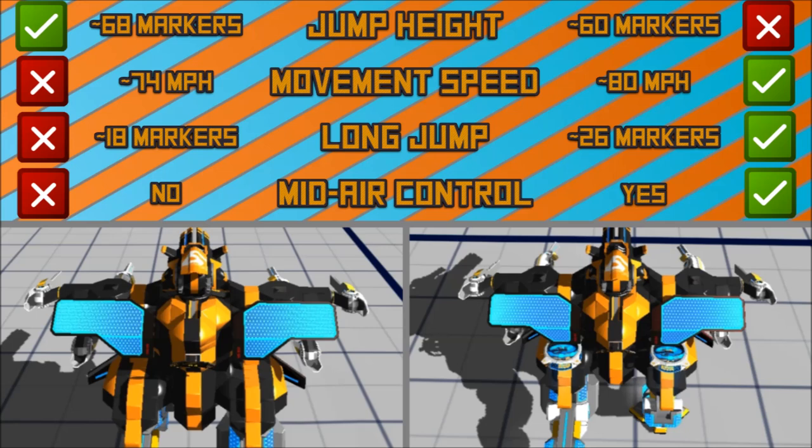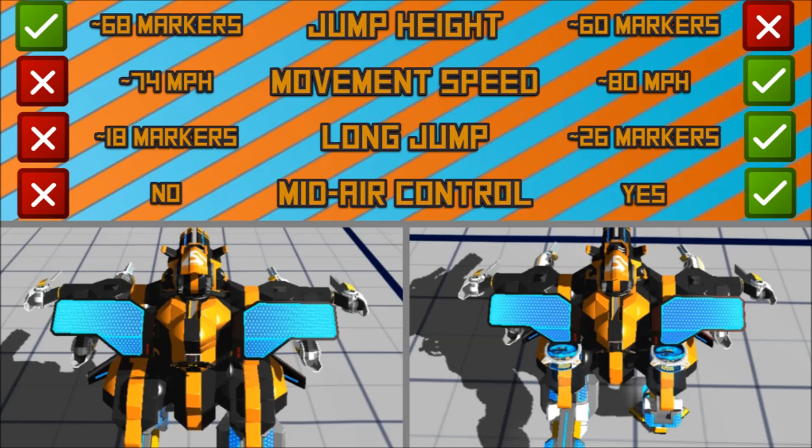Now, as far as movement speed goes when walking, with the combination, you're going to be going about 80 miles per hour, which is decently faster. So it would give you a slight advantage over other mechs. And then long jumping, well, it's pretty clear who won this one. 18 of the ground markers versus 26 with the combination. I'd say you're wanting to go with the combination if you want to jump a bit farther. This will also increase your overall movement speed because you can now jump a lot further and therefore get around a lot easier. And of course, mid-air control, again, no contest. Just legs on their own are not able to control themselves mid-air, but mech legs with the combination are.